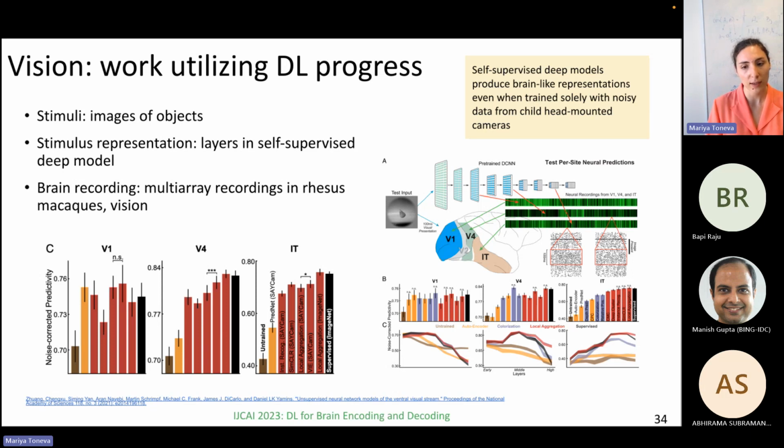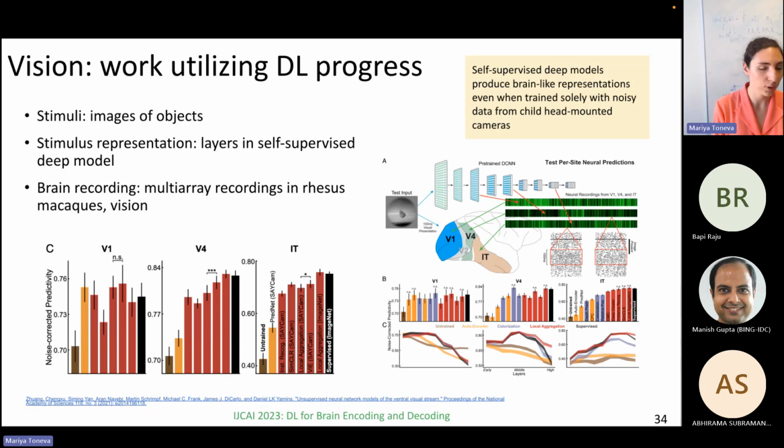This is as though the model saw the world as a child through the development stage. And the model was only trained using this very noisy data from head-mounted cameras from children. And even so, the representations that it was able to build internally related very much to the actual representations in a monkey's brain as it was seeing different images.